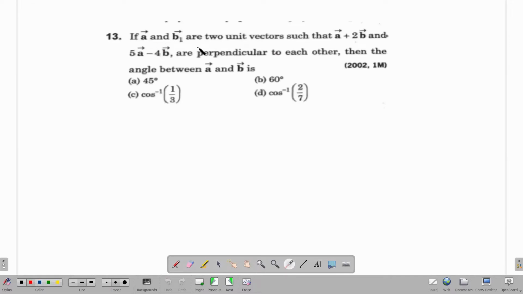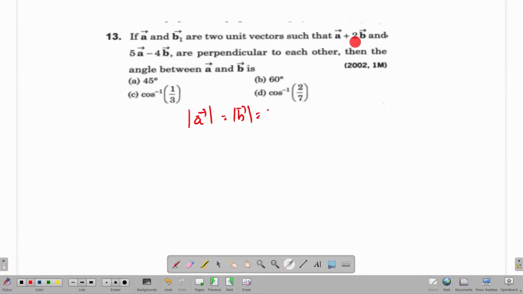If A and B are two unit vectors such that A plus 2B and 5A minus 4B are perpendicular to each other, then we have to find angle between A and B. So first of all, we have to write all the given conditions. What is given here? A and B are two unit vectors. That means mod A is equal to mod B is equal to 1.